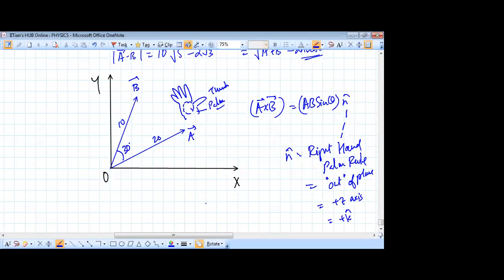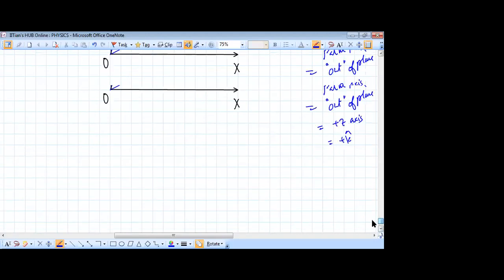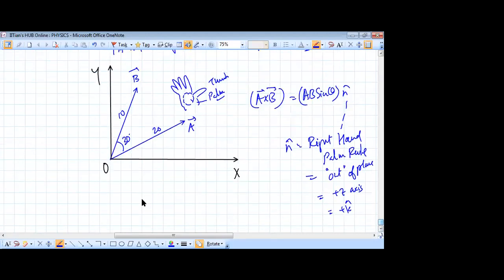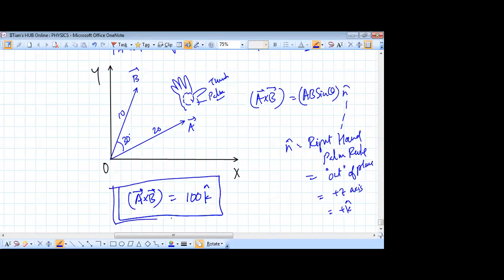Okay. Yes, very good. So the cross product A cross B will become AB sin theta into n cap. So AB sin theta was 100 and n cap is k cap. So this is the cross product in component form. Okay, people, so this is clear.